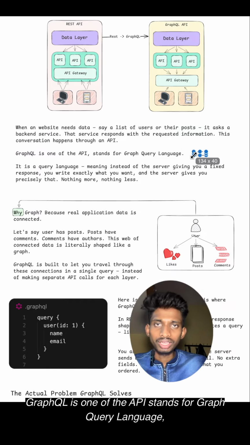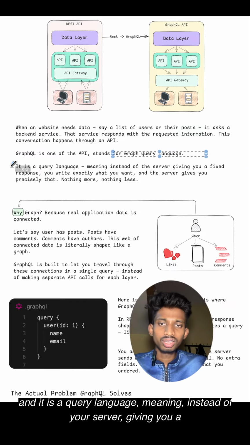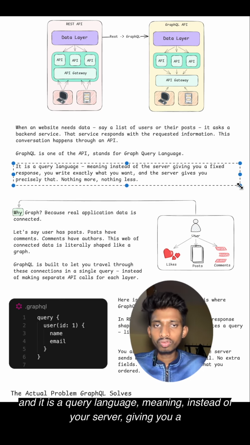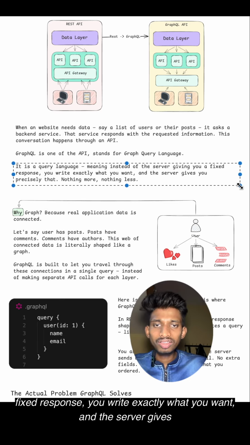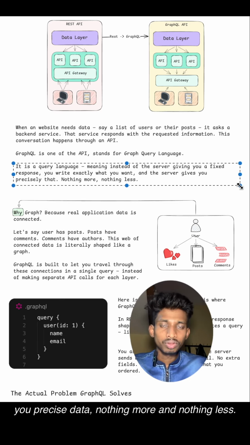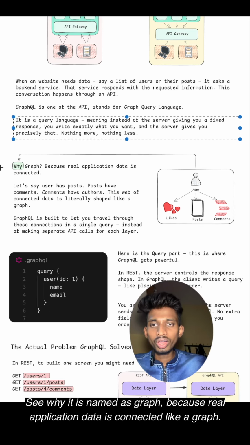GraphQL is one of the APIs. It stands for Graph Query Language, and it is a query language, meaning instead of your server giving a fixed response, you write exactly what you want, and the server gives you precisely that, nothing more and nothing less. See why it is named graph?